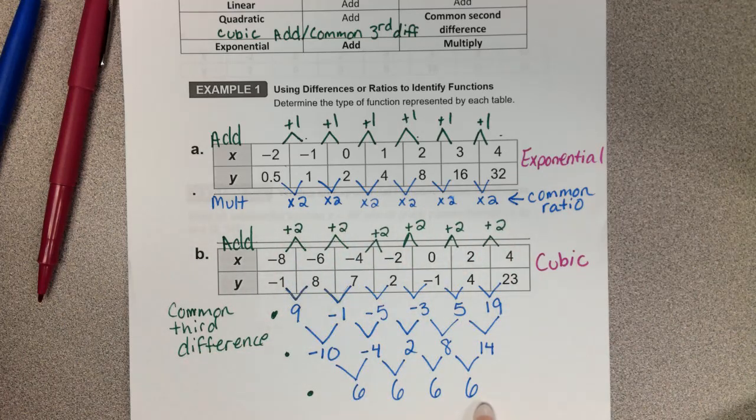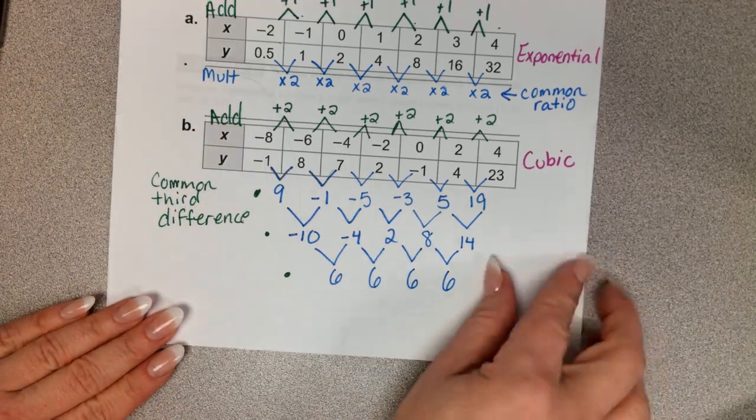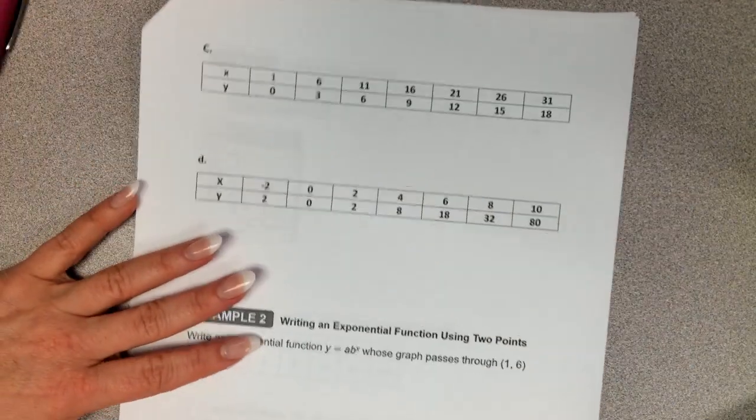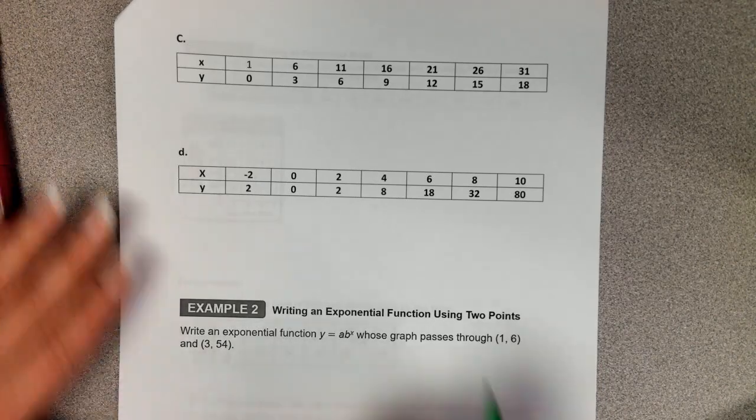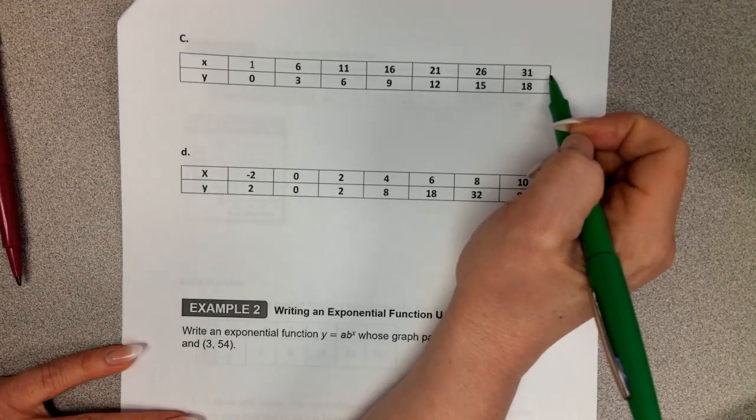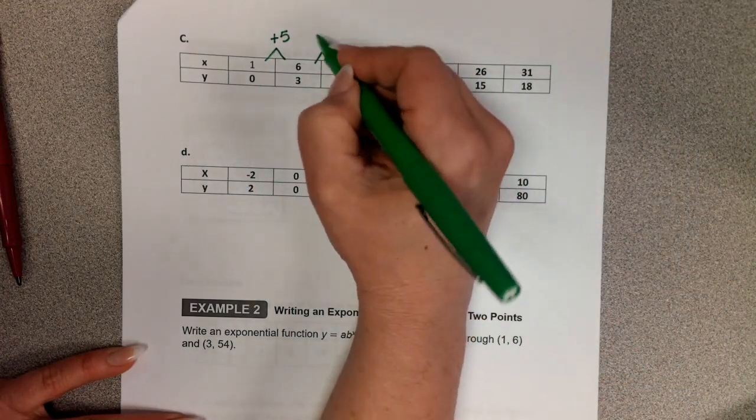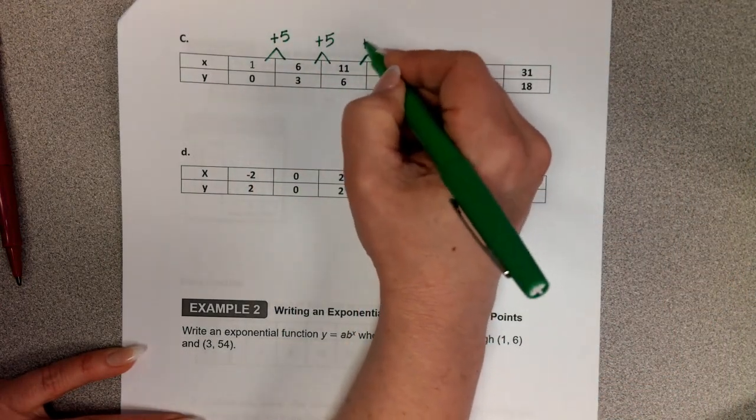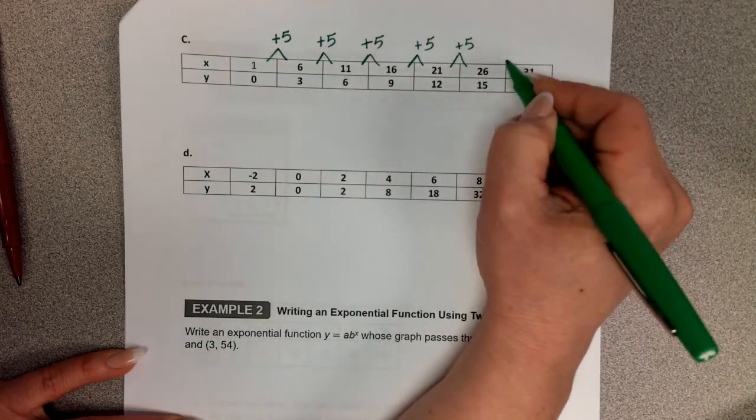This one down here is our common third difference. So that would make this cubic. Now remember, the patterns are one of two things. They are either multiplication or they are addition. Now, I have to have addition across my input or my x values in order for me to see a pattern from the table. So here I'm adding 5, 6 to 11, I add 5, 11 to 16, I add 5. All right, so that's going to be the same all the way across.